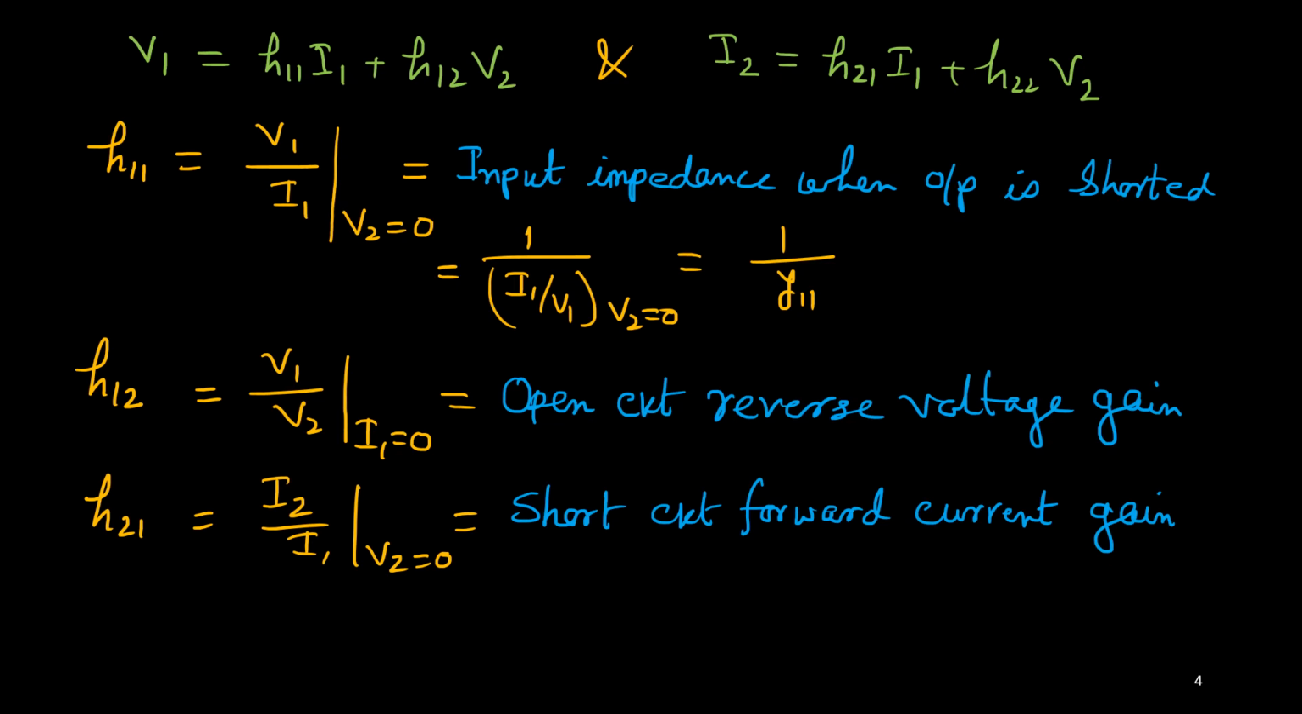The next one is H22. What is H22? H22 is simply I2 upon V2 under condition I1 equals 0. So the input current is 0, the input side is open, and it is the output side current by output side voltage. Current by voltage is admittance, but since the input is open circuited, it is the open circuit output admittance.